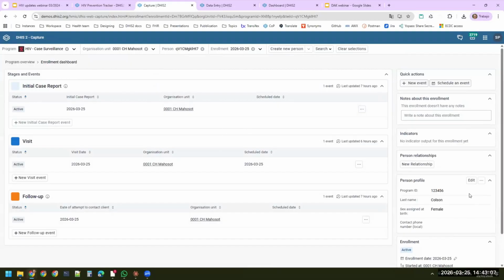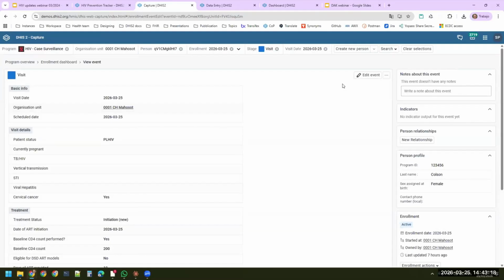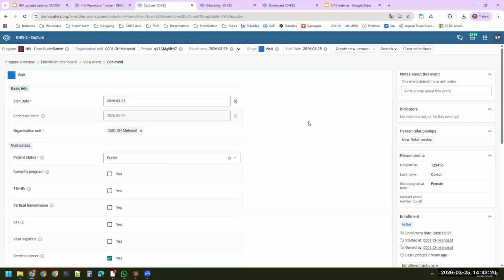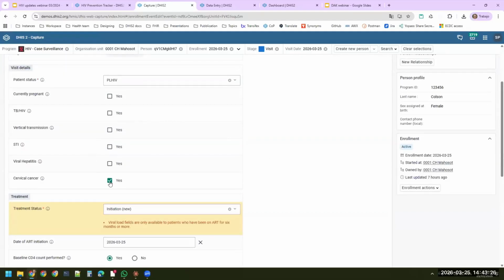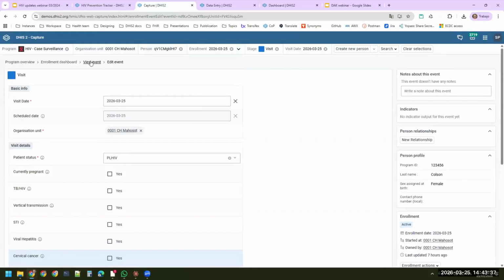And of course the personal information stays the same, and what changes is the information that is collected in the different programs. So in the visit for the case surveillance, the key information is related to the treatment, of course the treatment initiation, type of treatment, and then all the rest of the information relative to co-infection: tuberculosis, HIV, vertical transmission, STI, viral hepatitis, and cervical cancer.